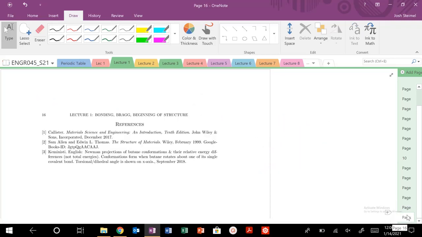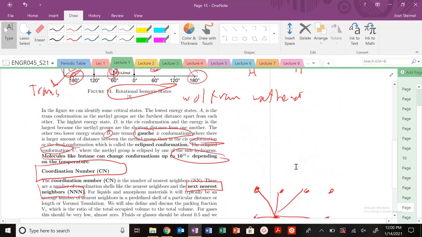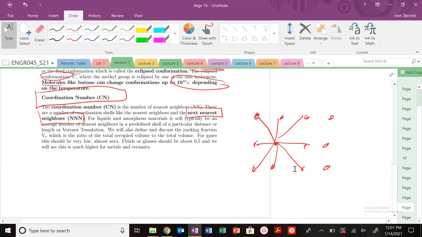So that's about it. I look forward to seeing you, and we're going to get into structure next time. BCC, HCP, FCC, simple cubic. Get ready for that. PDFs, pair distribution functions. We're going to have a lot of fun.